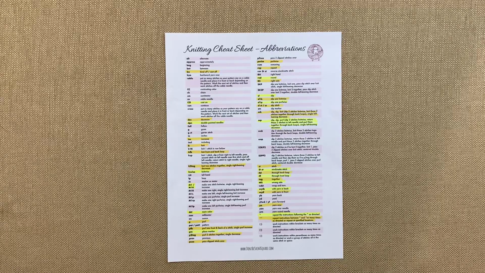REP is repeat. RND is round. RS is right side. So your work has a right side and a wrong side, and we will talk about that in a little bit as well. SL is slip. We talked about slipping stitches. Basically, that's moving it from one needle to the next without working it. That would be something in more advanced stitches or projects that you will continue to work on later on.